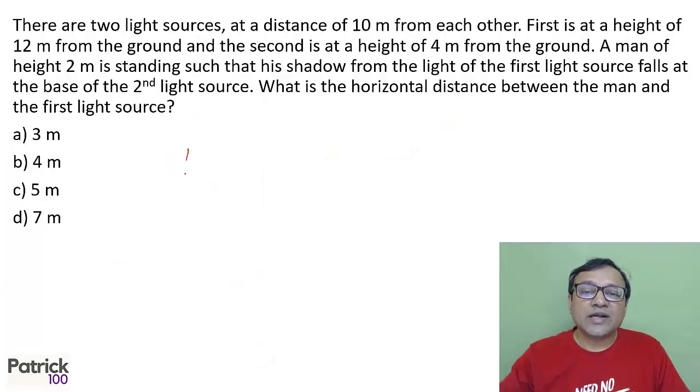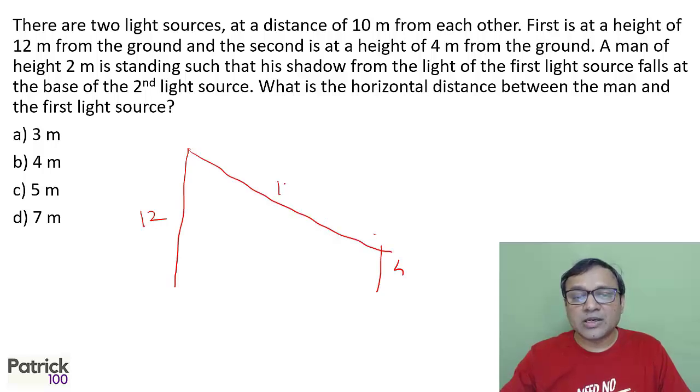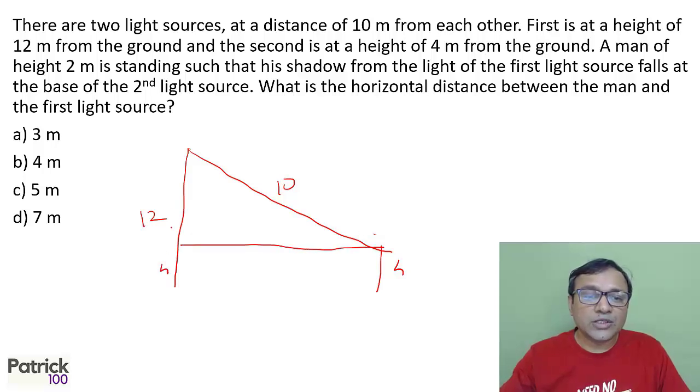Two light sources at a distance of 10 meters from each other. One at a height of 12, other at a height of 4. So that means 10 meters from each other means the distance is 10 meters. If you look at a horizontal, then this becomes 4, so this will be 8. So 8, 10, this will be 6. So the distance between the bases is 6.